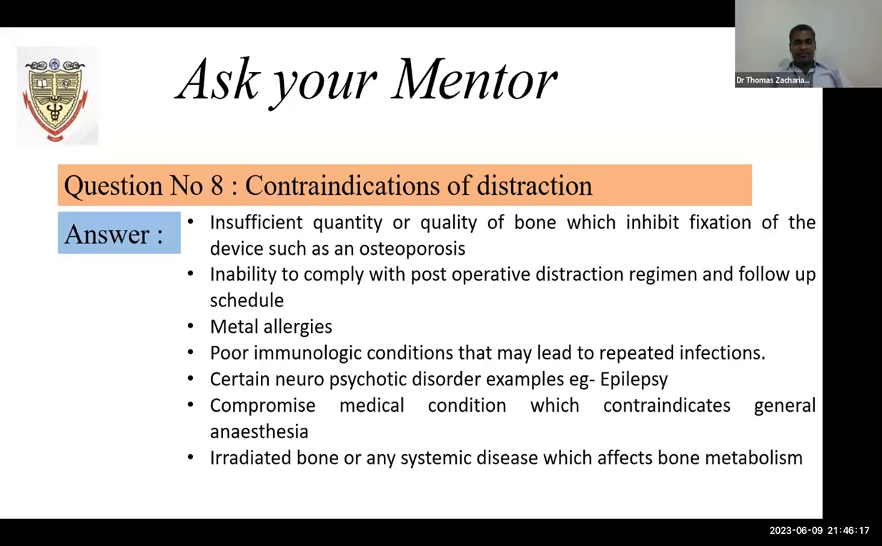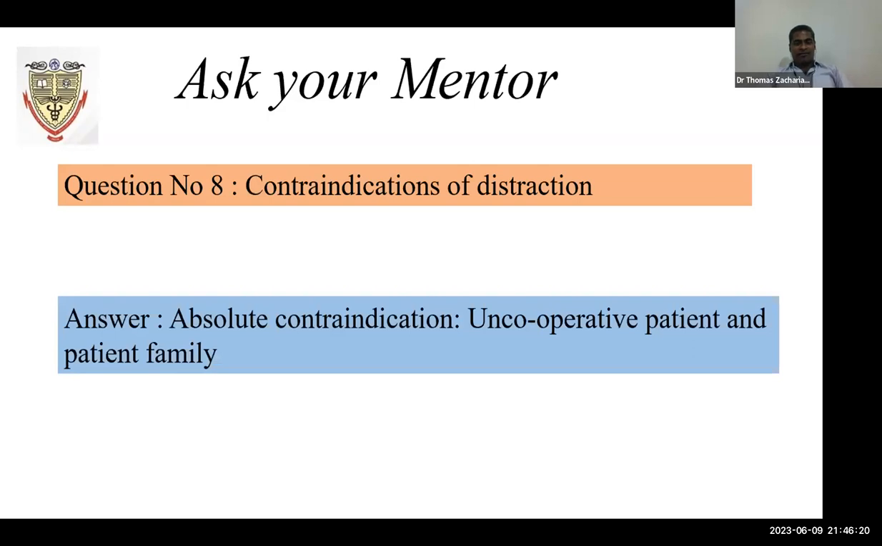Actually, in my opinion, there is only one absolute contraindication, that is an uncooperative patient and uncooperative patient family. Of course, what you have mentioned are contraindications, but I would say they are more relative, because as with any hardware implantation, whether it's for bone reconstruction or fracture, things like allergy and bone metabolism are common to everything, systemic conditions of the patient. But what is unique in distraction is the long period of time that the distractor is placed in situ with the patient, and the patient's cooperation and compliance.